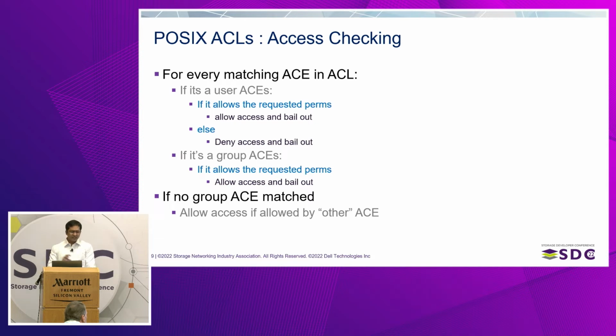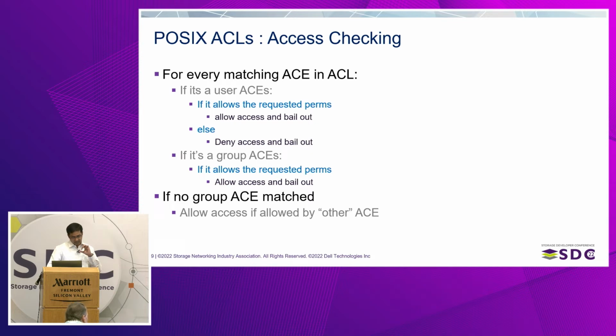In group match, we do things slightly differently. If there is a match with a group ACE, we see if that group ACE satisfies all the requested bits. If it does, then we allow the user to do whatever operation he wants to do. If it doesn't, we don't do a deny at that point. What we do is we look at the next group ACE.